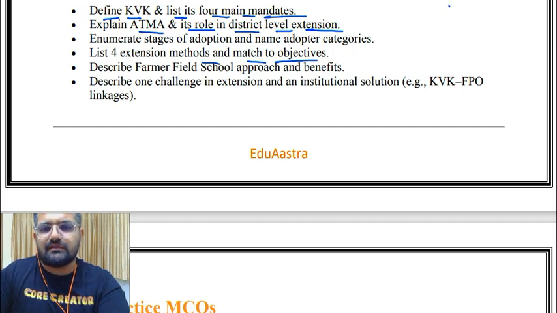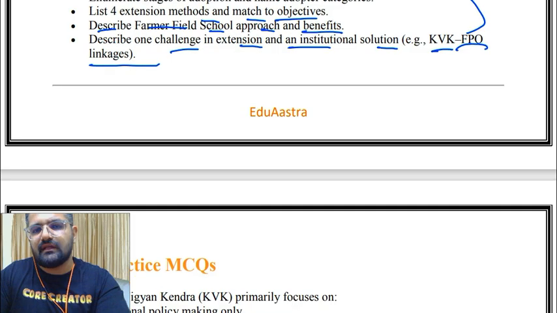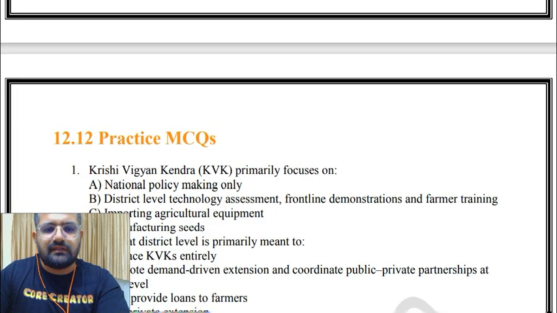You are going to answer all of these in the comment section. Describe farmer field school approach and benefits. Describe one challenge in extension and an institutional solution. Example, Krishi Vigyan Kendra, Farmers Producer Organization, linkages. First we'll answer here, then I'll provide you with the answers on the Telegram.